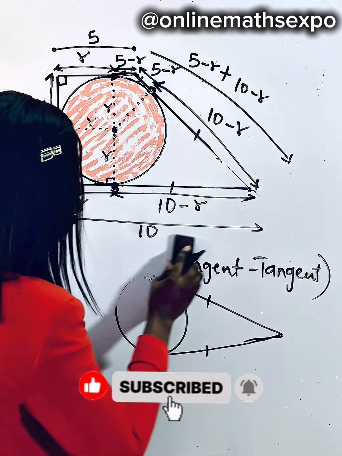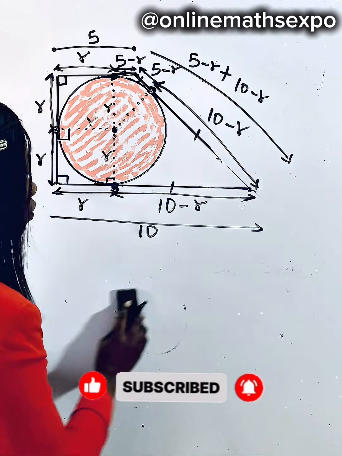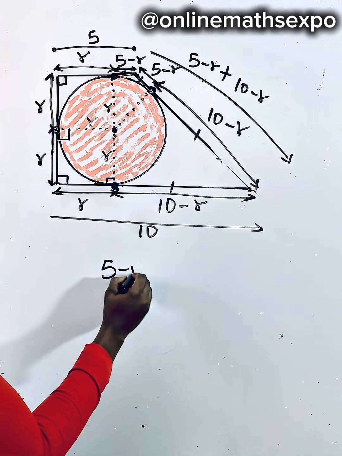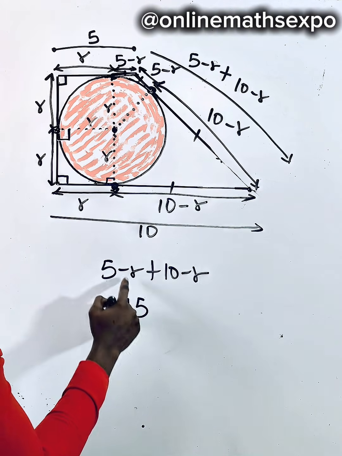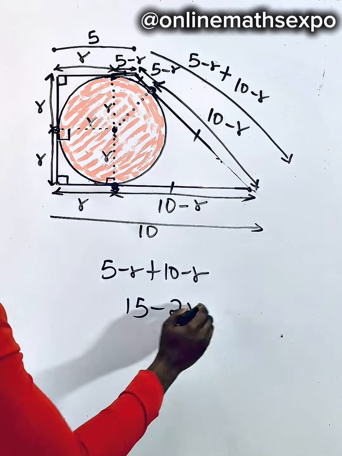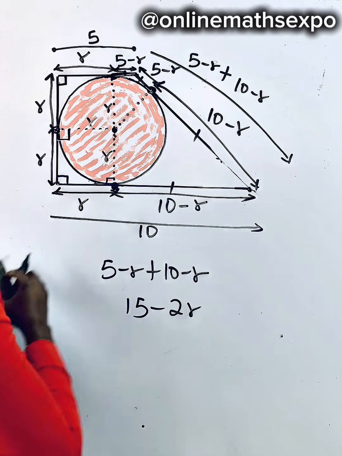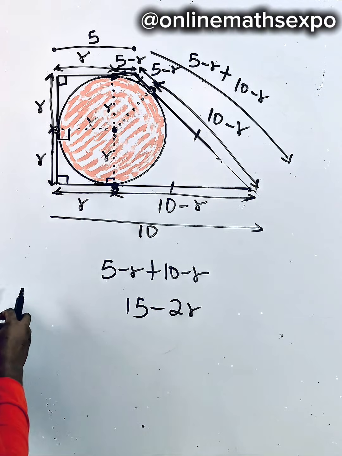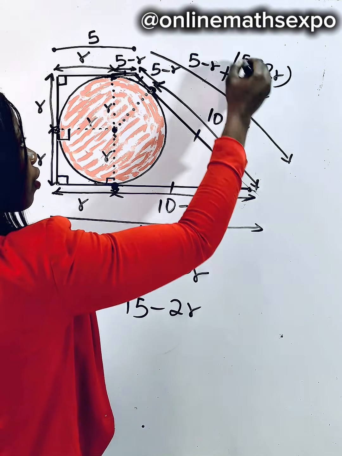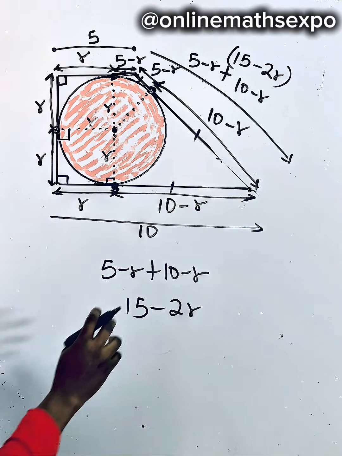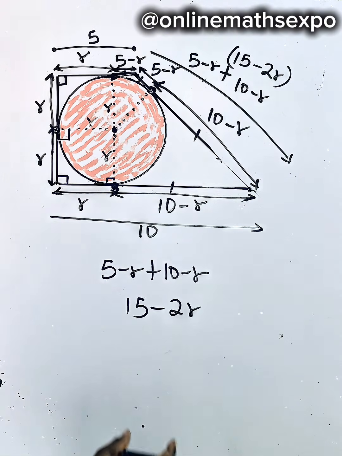So let's simplify it here. We have 5 minus r plus 10 minus r. This add this gives us 15. This and this gives us negative 2r. So we can have it as addition of this has given us 15 minus 2r. Now with this information, what do we do next?